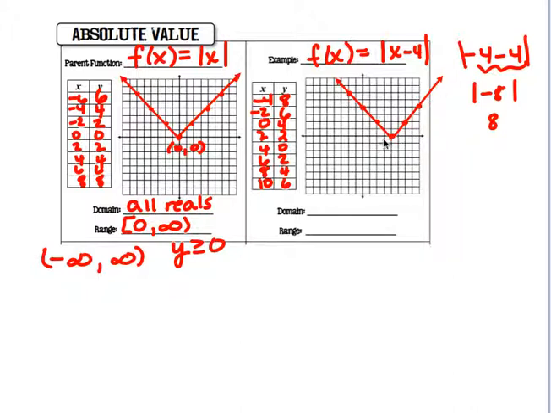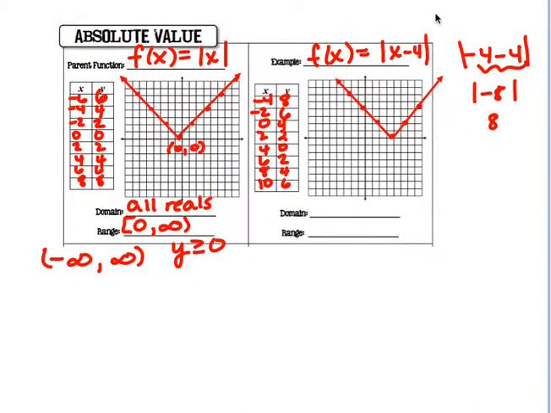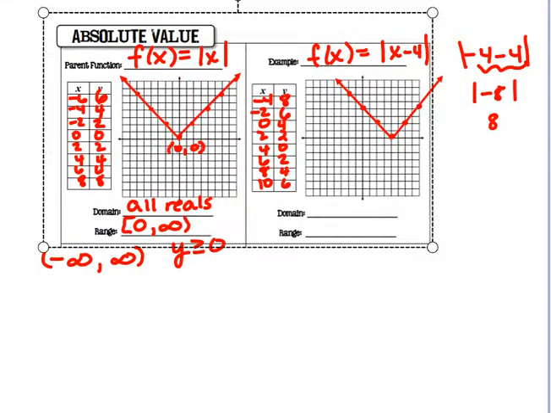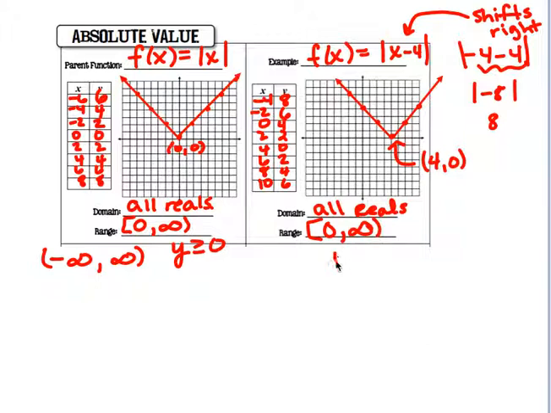But you can notice that it shifted 4 to the right. So since it shifted 4 to the right, if you look in here, see how it's got absolute value of x minus 4? So the range of this one, you have to look at the vertex, and it's 4, 0. So the range of this one would still be 0 to +infinity, or you could write y is greater than or equal to 0.